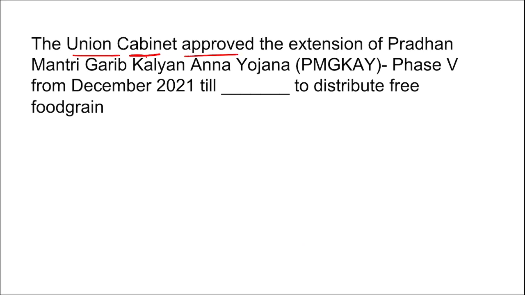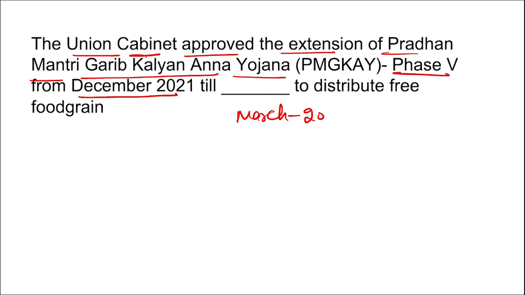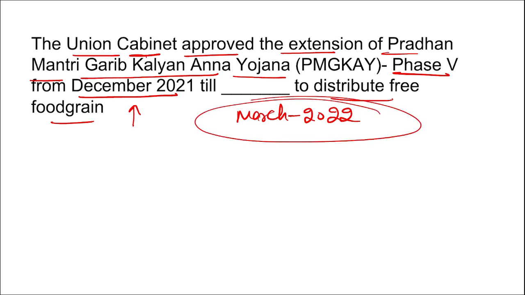The Union Cabinet approved the extension of Pradhan Mantri Garib Kalyan Anna Yojana Phase 5 from December 2021 to what date? It will be extended till March 2022 to distribute free food grains to the people. I repeat. The question can be asked to you that Pradhan Mantri Garib Kalyan Anna Yojana Phase 5 was recently extended. What was the last date? It is December 2021, and now it has been extended till what date? It is extended till March 2022.